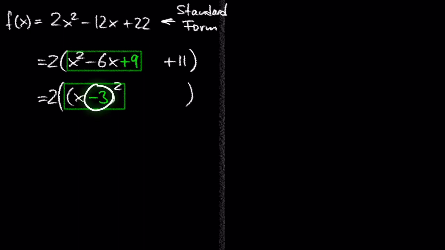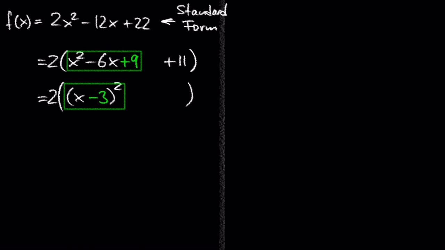Again, this is the half of negative 6, and this is the half of negative 6, which is this, squared. So negative 3 squared is 9. The most important part is done. Now, x squared minus 6x plus 9 is x minus 3 in parentheses squared.